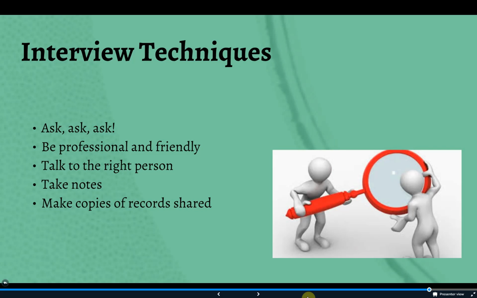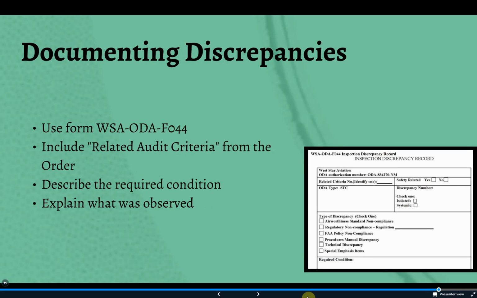Review records provided during the interview so that the person can explain what is included and validate discrepancies that you may see. Then remember to get copies of any records that may have a non-compliance, as this is evidence needed for the final write-up. When you do discover a discrepancy, it must be written up as a non-compliance. ODA Form WSA ODA F044 is used to document these findings. It's based on the form offered in the ODA order.